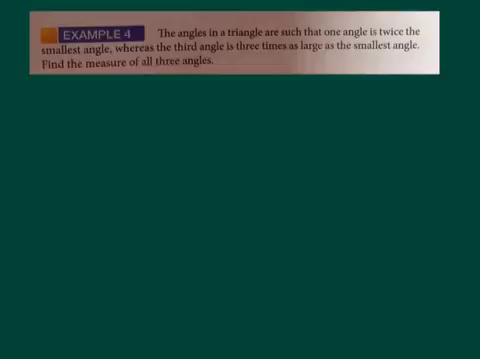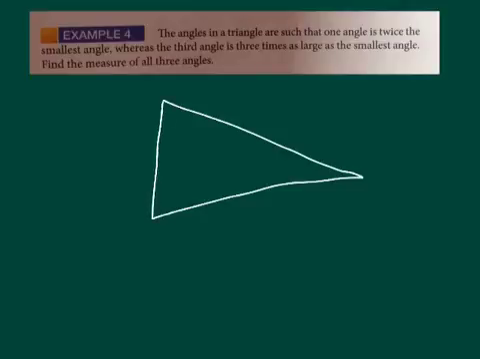Okay, so the instructions say the angles in a triangle. So let's just draw a triangle. And we'll call this C, this little c, this A, this little a, this B, capital B, and this little b. Alright, the angles in a triangle are such that one angle is twice the smallest one. Okay, and the third one is 3 times as large as the smallest one.